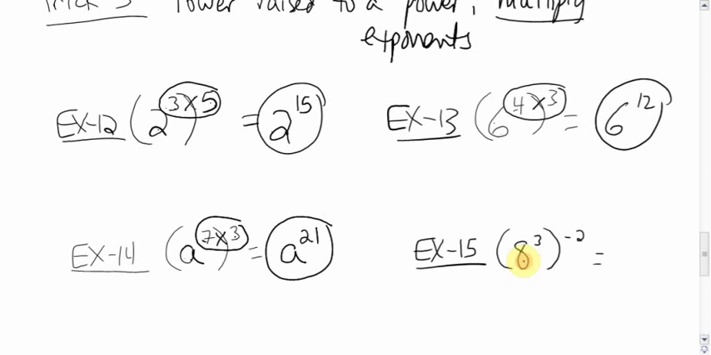Now here, a little tricky. Negative exponent. What do we do? Well, same thing as before. Power raised to a power. You're going to multiply these two things. What's 3 times negative 2? Signs are different. Negative 6, so it's 8 to the power negative 6.